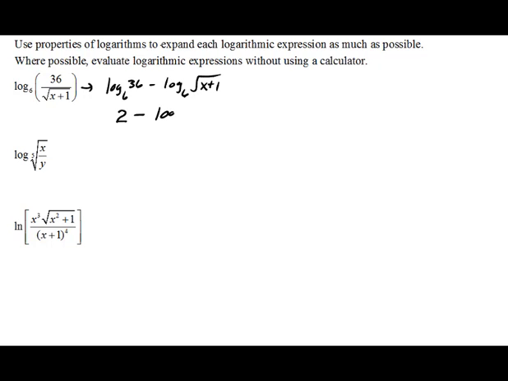Well, the square root of x plus 1 is the same as x plus 1 to the 1/2 power. So I can expand this or use the power rule. This would be a 2 minus, take that 1/2 power in front of the logarithm, log base 6 of x plus 1. And there's no property that lets me expand the sum in an argument, so this would be my answer.